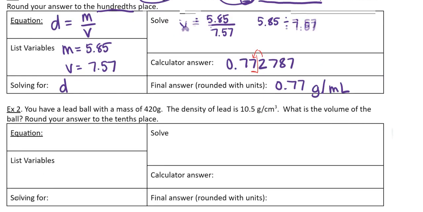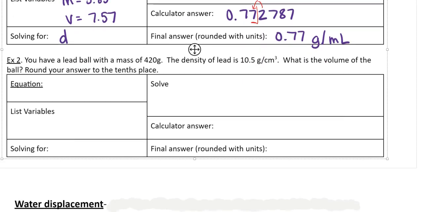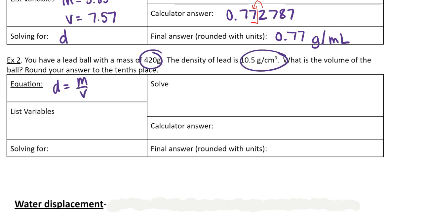All right, let's try the next one. It's a little bit trickier, but we're going to work on it the same way with our math. D equals m over v every time. So let's see what we can find in the question. I see 420 grams. Grams means it must be a mass number. And then this has grams per centimeter cubed. So that number must be my density.